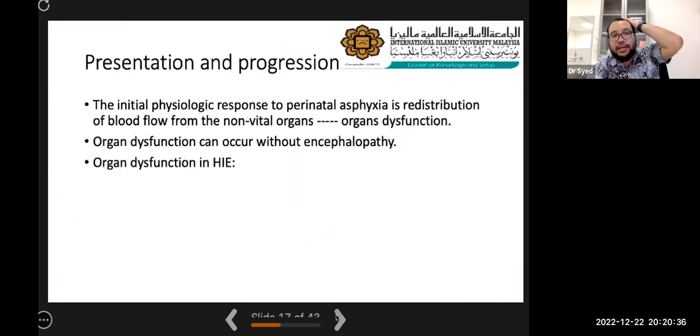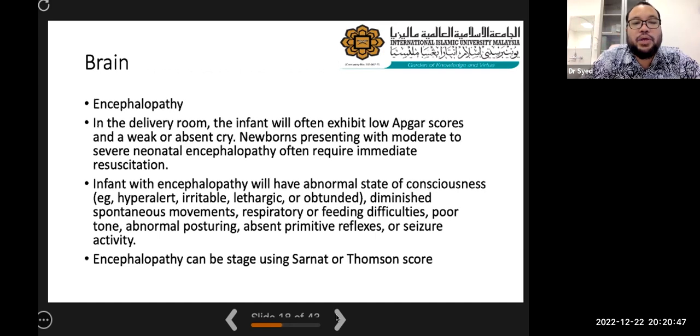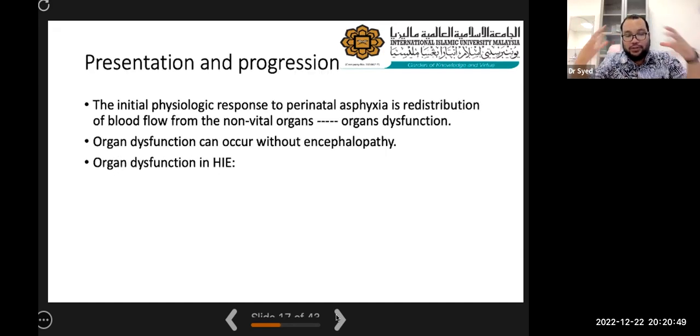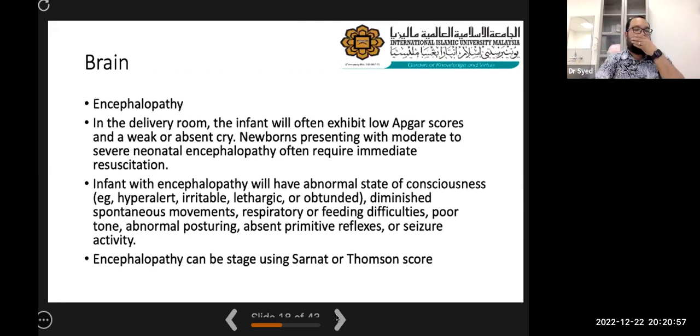So how do they present? So the initial physiologic response, so the first one is redistribution. So redistribution ni pun boleh cause banyak problem lah. So if you look at hypoxic ischemic event, dia akan involve organ. So presentation pun will depend on which organ that is affected. The first one, as mentioned before, should be the brain lah. Sebab tu dia encephalopathy. So masa at birth, apa kita nampak?